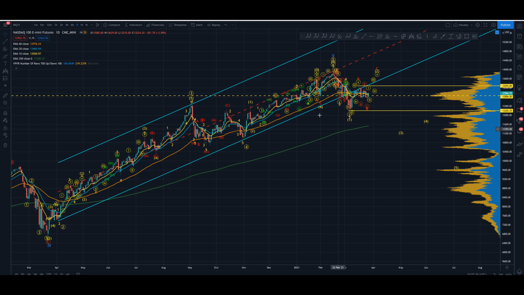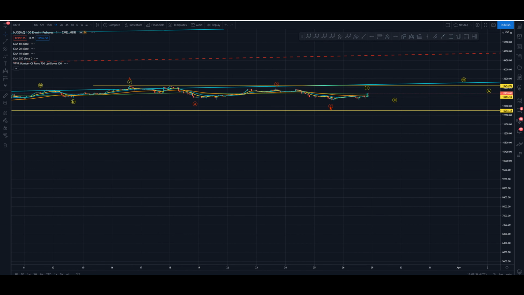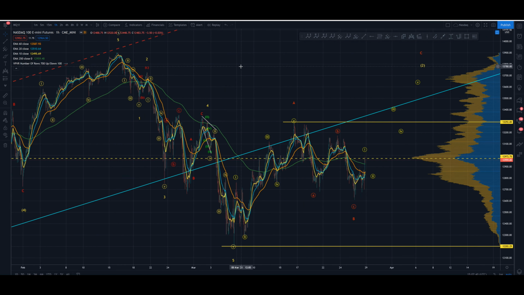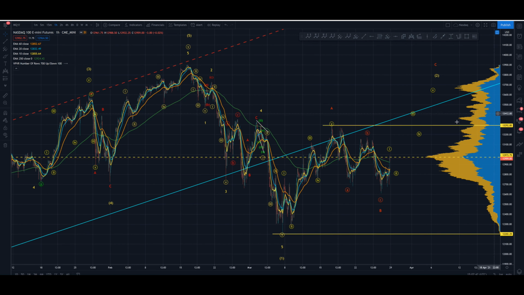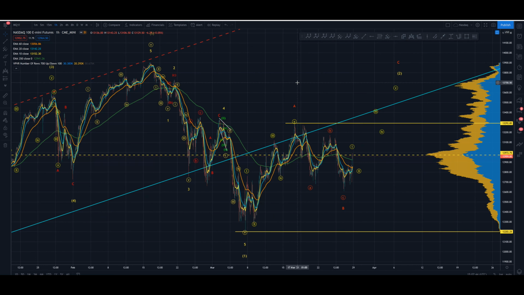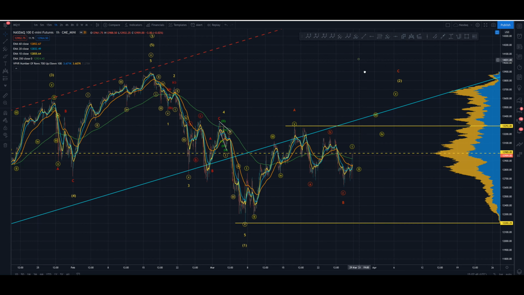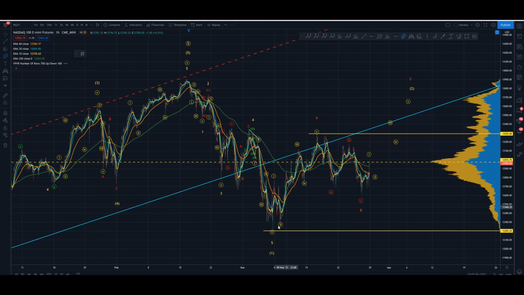So let's zoom in and have a look at more recent price action on the hourly chart here. Okay, so I spoke in the previous video about going long in the Nasdaq, still am. And I've just topped up my position because, yes, you say, well, I thought you were bearish, Tom. I still am a bit bearish, but I believe this is a three-wave structure.